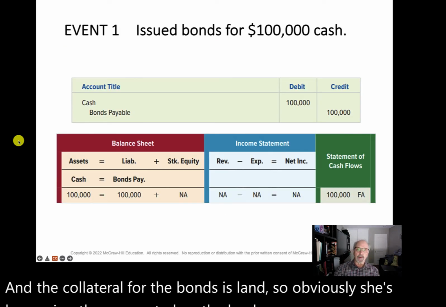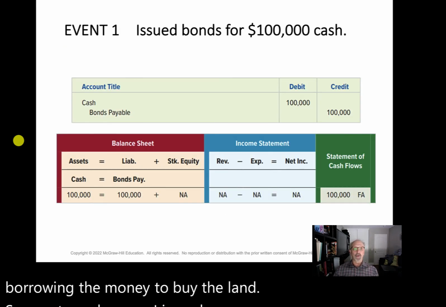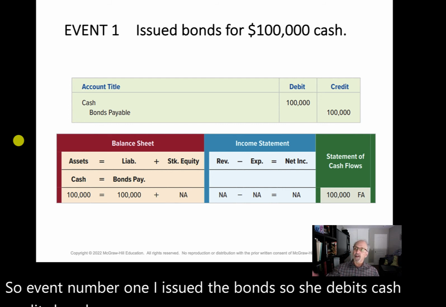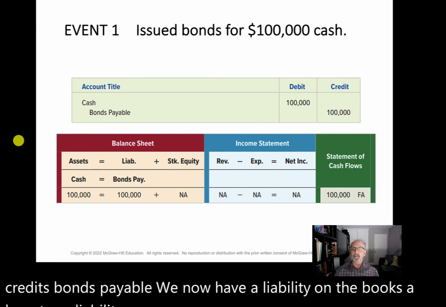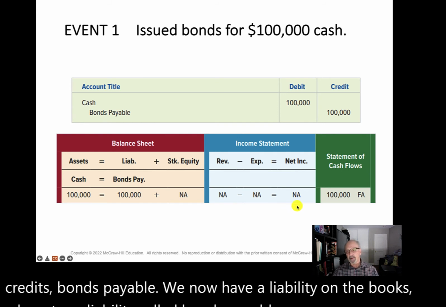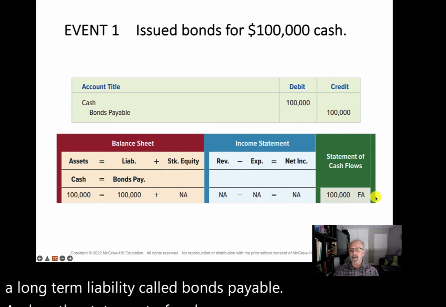So event number 1, I issue the bonds. So she debits cash, credits bonds payable. We now have a liability on the books, a long-term liability called bonds payable. And on the statement of cash flows, we have a financing activity.